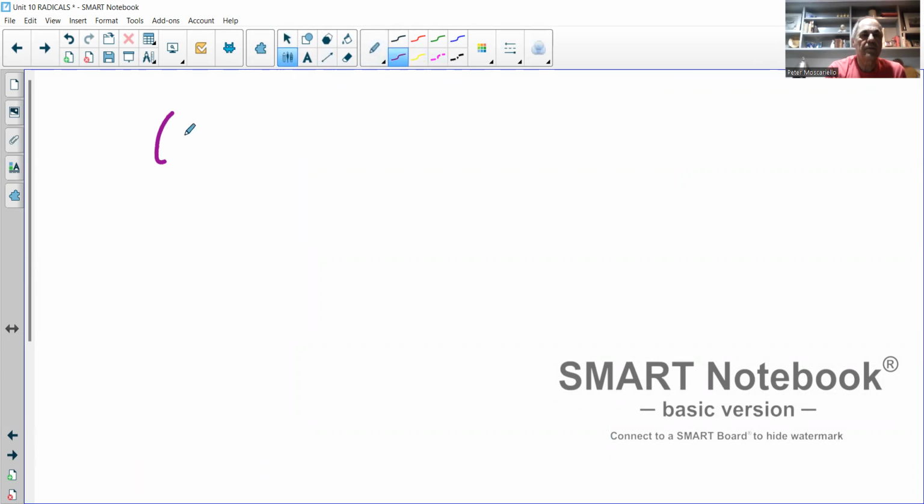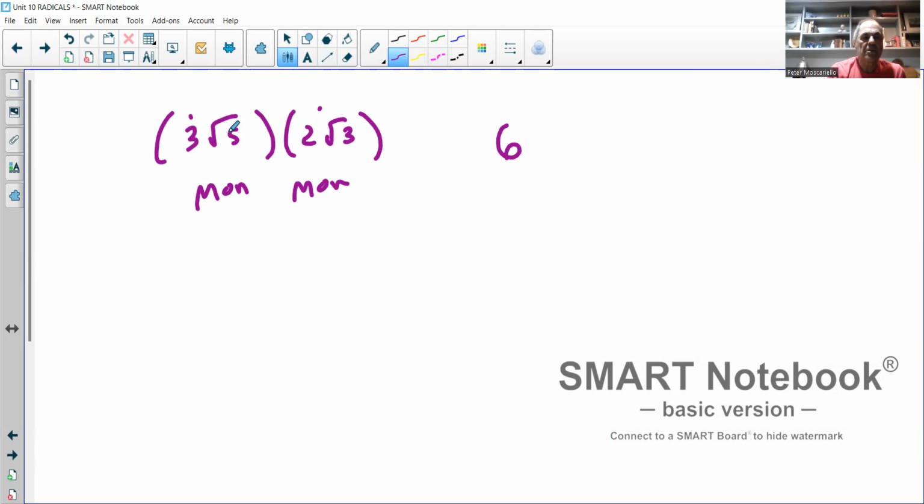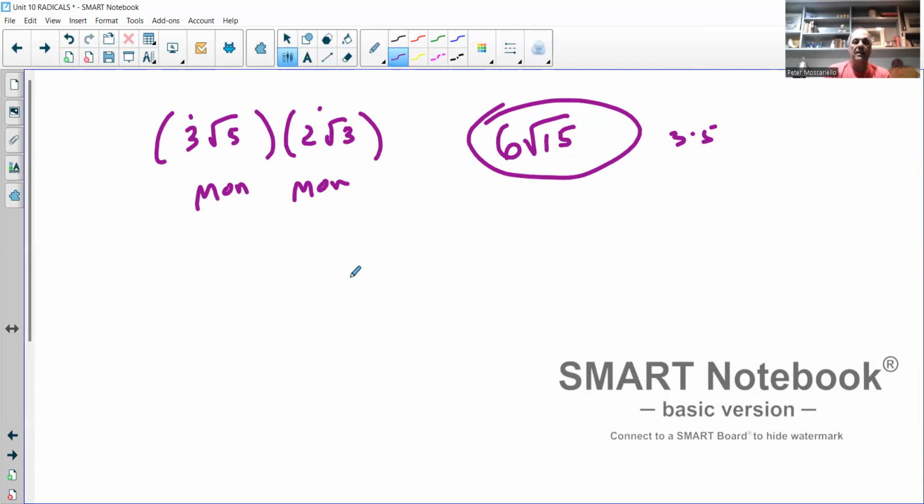All right, so we have done problems like this. That's called a monomial times a monomial. And you multiply the coefficients. 3 times 2 is 6. And you multiply the radicals. 5 times 3, root 15. And then you can start the sock drawer, but 15 doesn't break down. So that's your answer. So we've done that. You're good at that. Then page 5, problems 11 through 14 were problems like this.